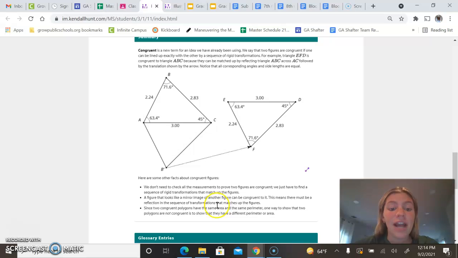Okay. And then finally, since two congruent polygons have the same area and the same perimeter, one way to show that two polygons are not congruent is to show that they have a different perimeter or area. So let's say two rectangles look super similar, but when we find their area and perimeter, they have a different perimeter. That means even though visually those rectangles look pretty similar, they are not congruent because they do not have the same area and the same perimeter. They have to have both of the same to be congruent. So if one of them is different, then they're not congruent, okay?